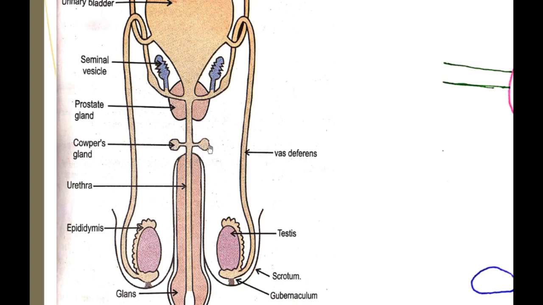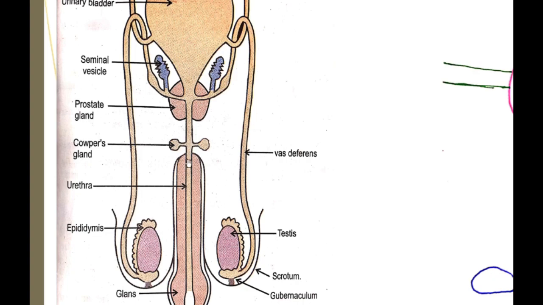They are found in pairs, unlike the prostate gland. The prostate gland is found singly, but the corpus glands are found in pairs. These seminal vesicles are also found in pairs. So the corpus glands are bulb-like structures, and you can see this is the duct of this corpus gland, and this is the other duct. The corpus glands open into the urethra.